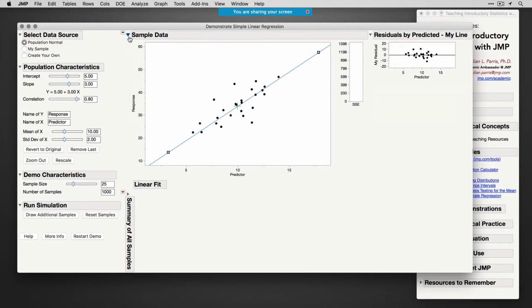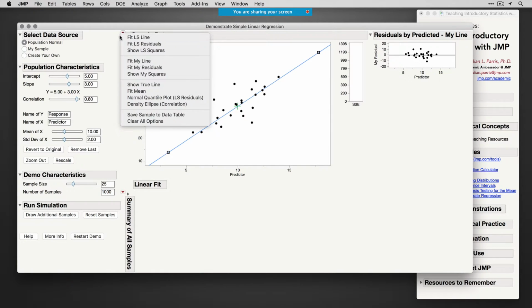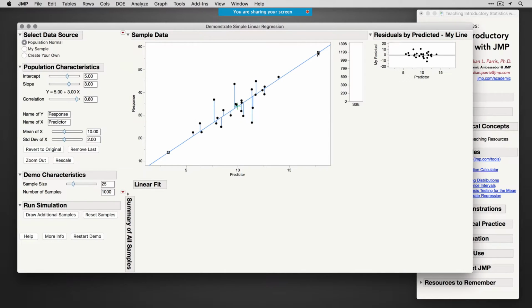So let me turn off the fit least squares line. To make it a little easier for them, they can actually turn on their residuals. So if you click Fit My Residuals, that'll show for each point the deviation between their line and those points, which gives them a nice understanding of what a residual even is. So showing the residual here and mapping that onto the residual plot right there.